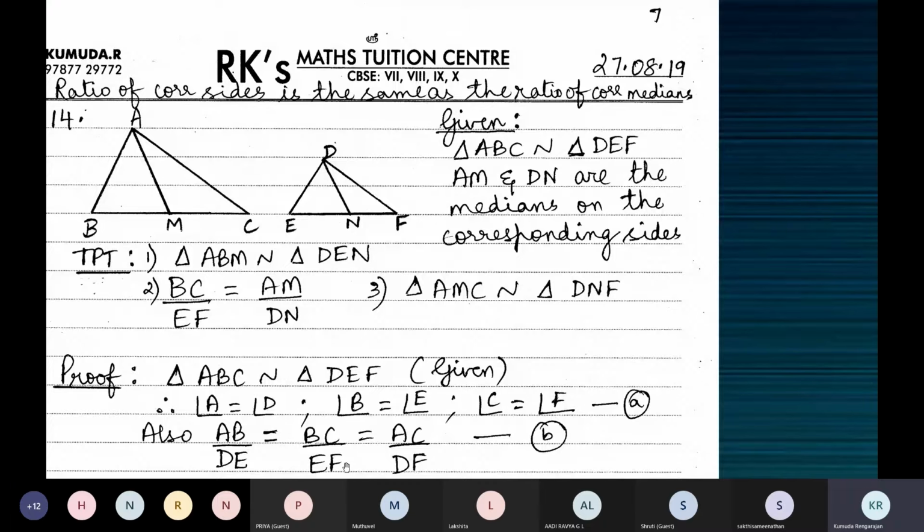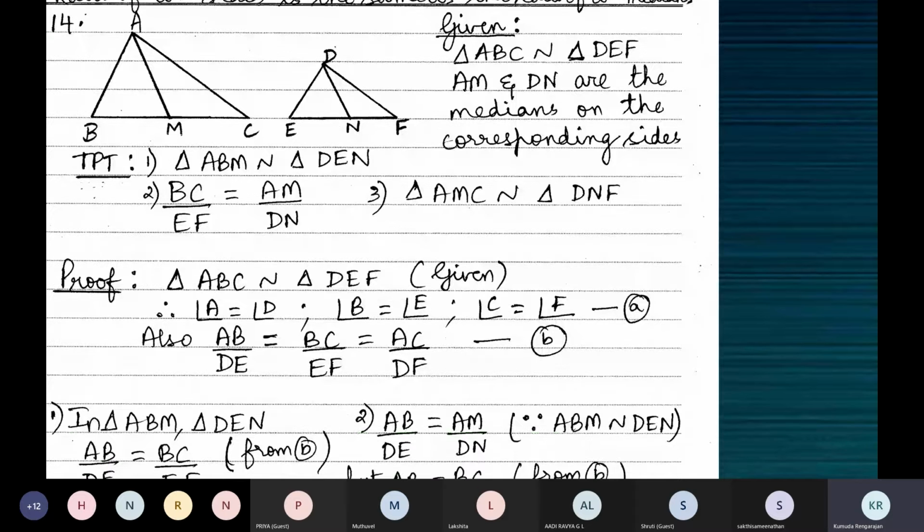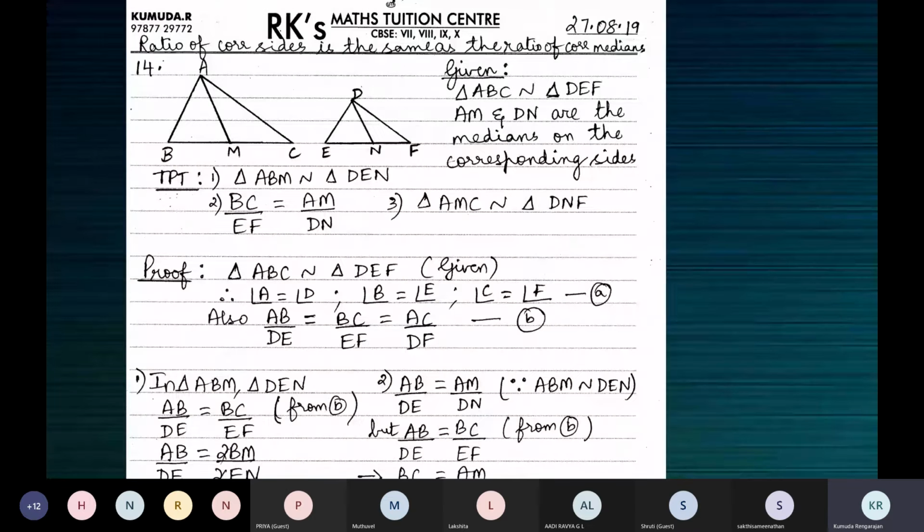Please write that first. Now take up the triangles which we have to prove are similar. So we have to show the triangle ABM, this one, is similar to this one.